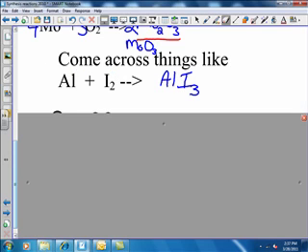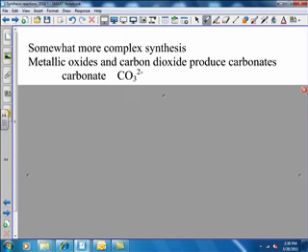And I don't like writing the charges there, so I'm just going to erase those. So looking at this, there's no way I can have an odd number of I2s, so I'm going to probably have to put a 2 here, 2 aluminums, 3 I2s. So those are the simplest types of synthesis reactions.